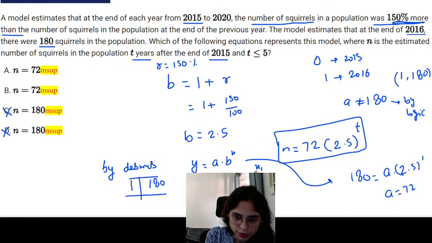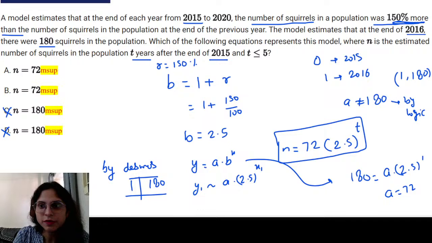So these are the three options. Okay, you can directly cancel out the options because 180 is not going to be your initial value because that is after 1 year. So it has to be something else other than 180. The only option is 72, so you choose 72. The value of b is 2.5 because there is 150% increase. Now how can you find directly? You just plug in the point. 180 equals a times 2.5 to the power 1. You will get the value of a as 72. So you replace a with x in your Desmos, or you can make the table and then use a regression as well. So over here this method is the fastest one.